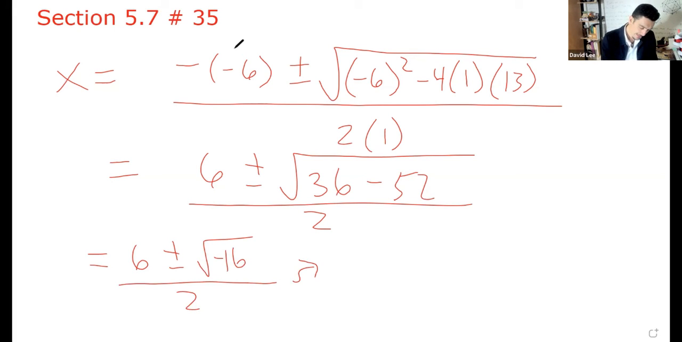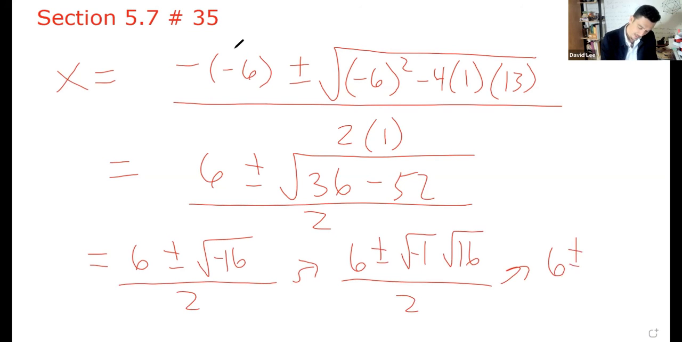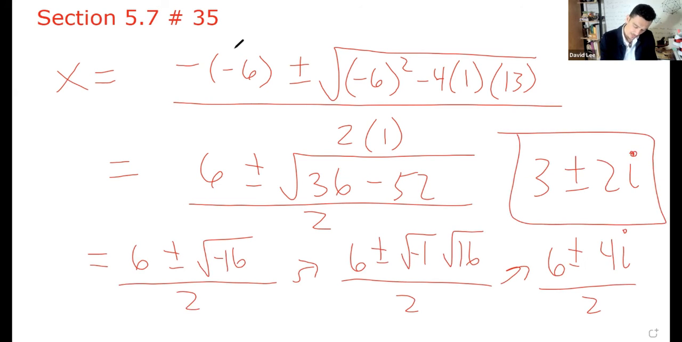And this is 6 plus or minus, how about we go square root of -1 and then square root of 16. So that this gives 6 plus or minus 4i, right? 4i, and then divide everything by 2, 3 plus or minus 2i. So we reduce every coefficient by 2. And these are the 2 strictly complex roots, right? 3 plus 2i and 3 minus 2i.